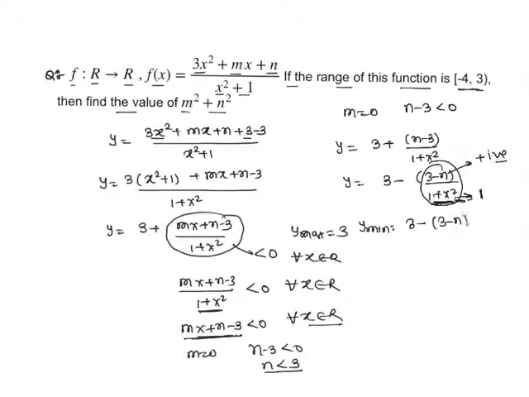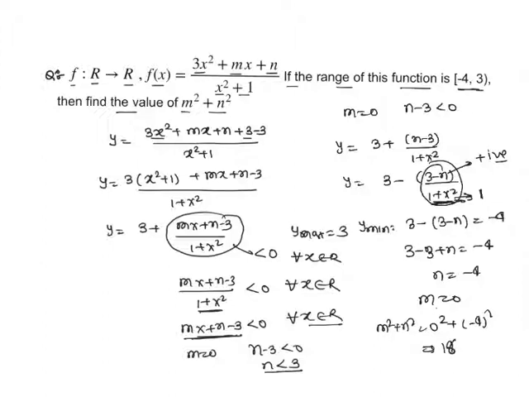3 minus n, and the minimum value is given as minus 4. So 3 minus 3 plus n equals what? Minus 4. So n will come what? Minus 4. m is what? 0. If I put m square plus n square, so what will come? 0 square plus minus 4 whole square, what will come? 16. So m square plus n square is what? 16. This is your answer.